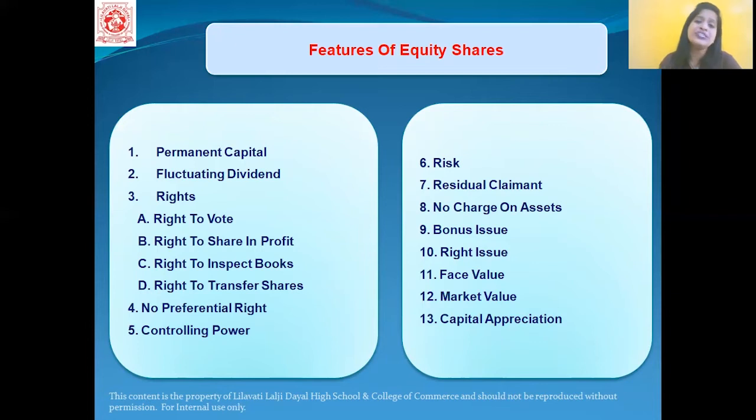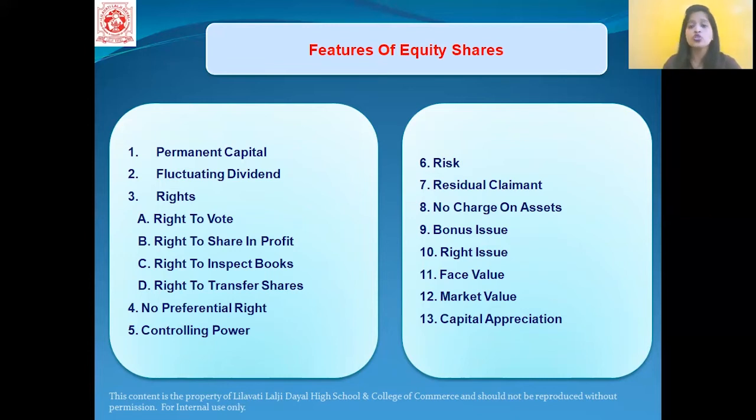Next point is residual claimant. Residual means in the last. They are the last people who get their capital and their dividend. Equity shareholders are termed as residual claimants because they get all their earnings after everything has been paid. The last earnings are in the hands of the equity shareholders. Hence, they are called residual claimants.